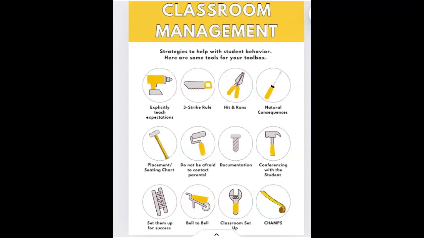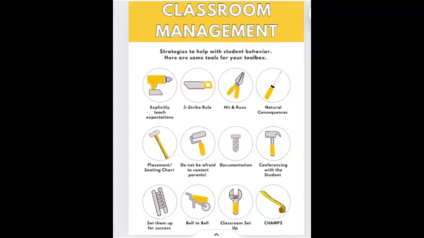So I'm just going to go over a few of them today, just real quick to give you guys some ideas of things that you can do either to prevent student behavior or to help when students are not meeting your expectations as far as their behaviors go in class. So the first one is to explicitly teach your expectations. Simply put, just teach your students what you expect them to do.